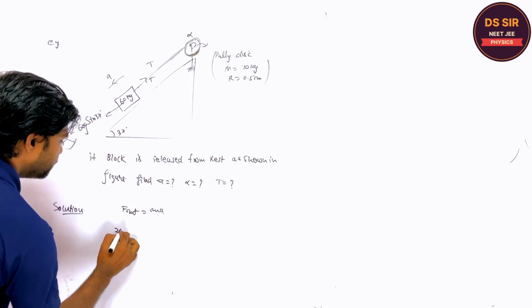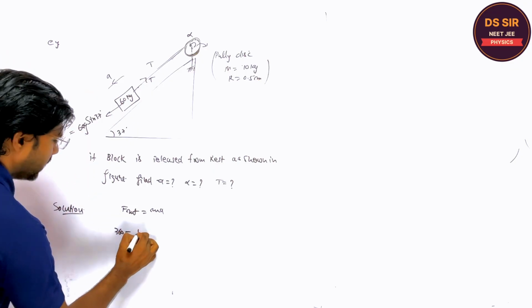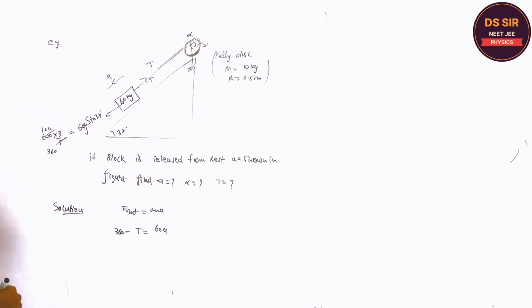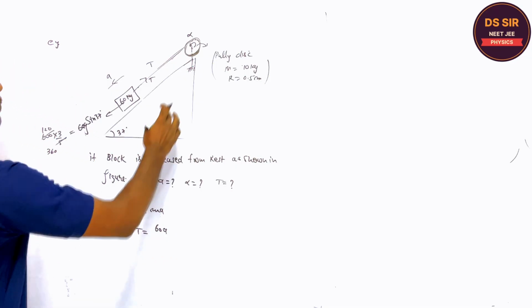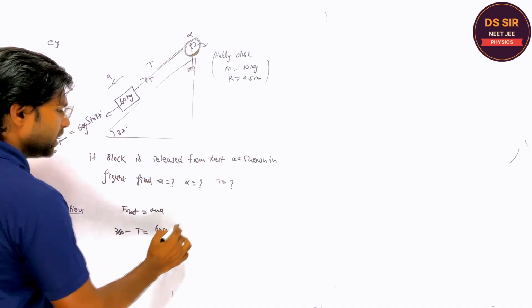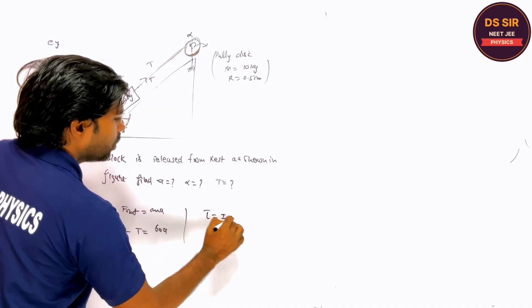360 Newton. This is the pulling force minus T is equal to 60 into A. I think you are getting this. This is the one equation. For this equation, you tell me torque is equal to I alpha. You have to apply it. What is the torque?